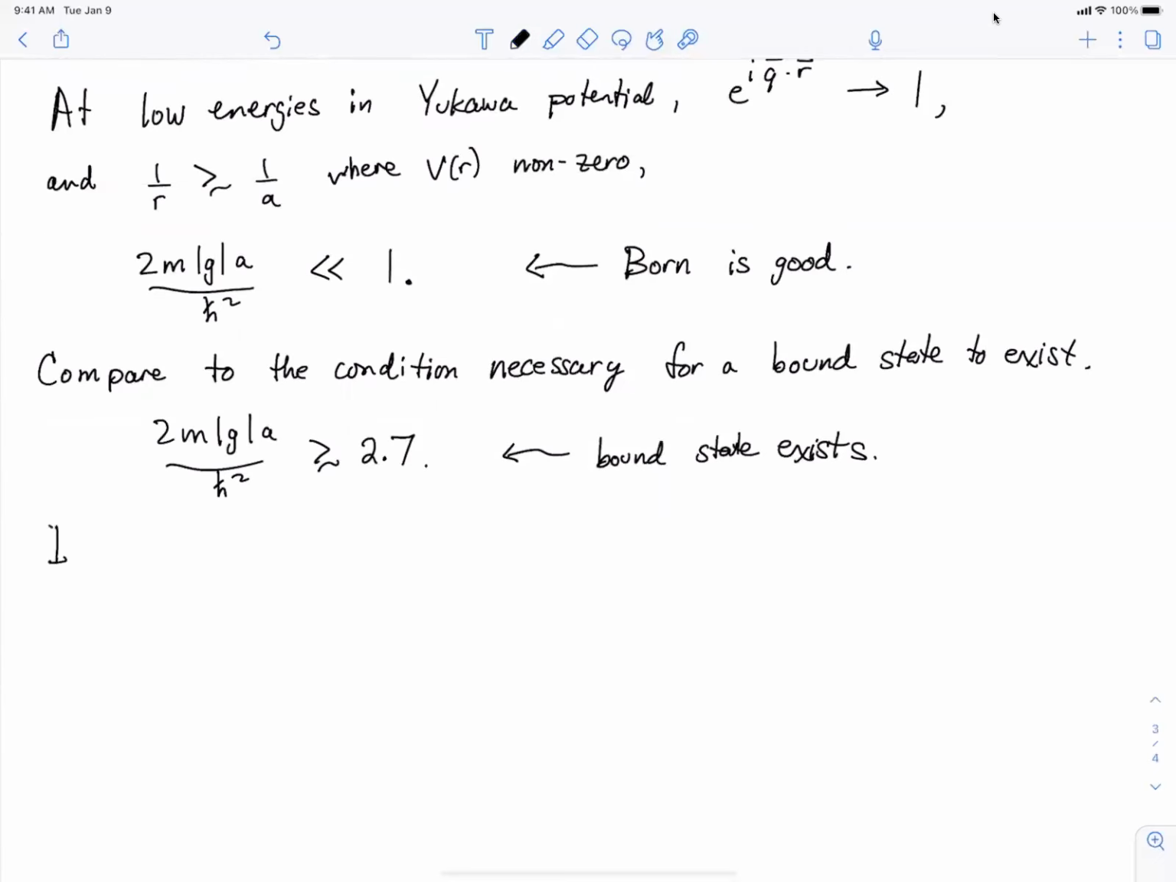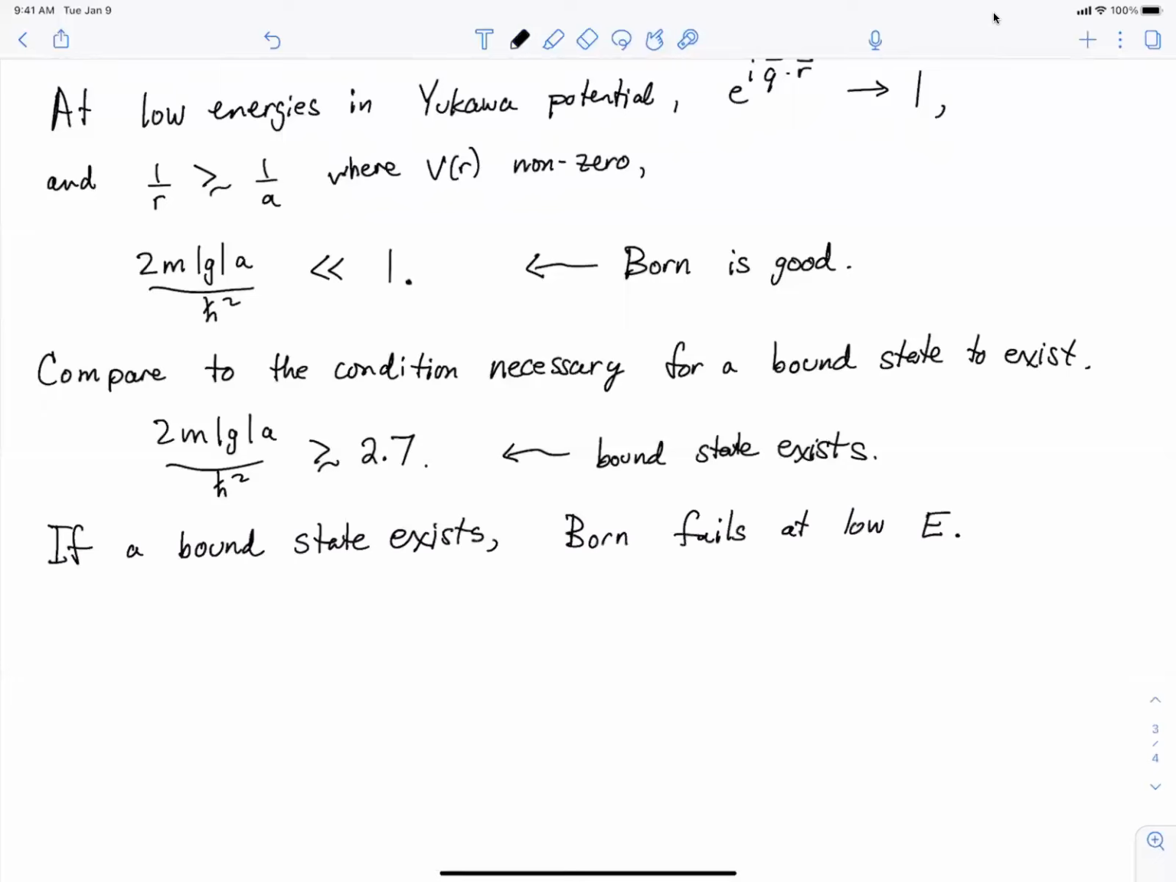So if a bound state exists, then the Born approximation is going to fail at low energies. It may still work at high energies, and so you may still be okay. But at low energies, it will fail. All right, any questions about that?